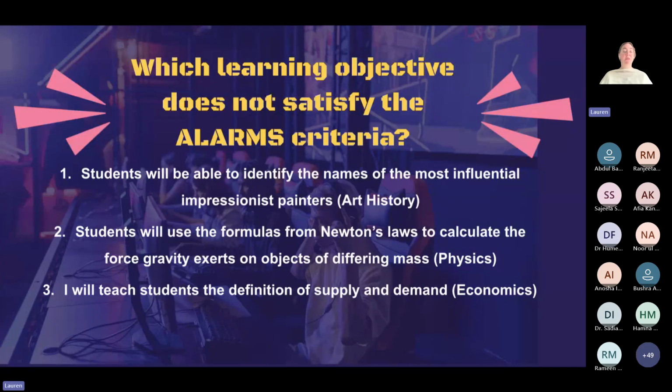It's very difficult to measure whether you've taught students something, right? How are you going to measure from your own perspective whether you've taught something? And then on top of that, this learning objective also is not learner-centered, right? It's teacher-centered. The wording says, I will teach students, not students will understand or students will know or students will be able to write the definition of supply and demand.